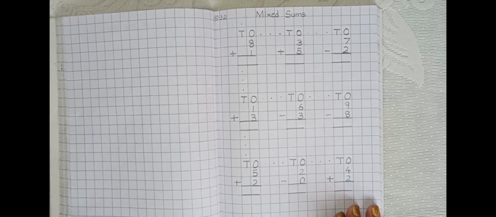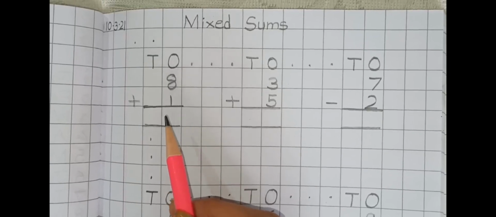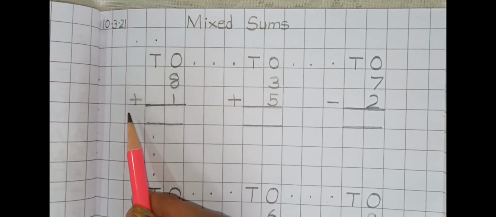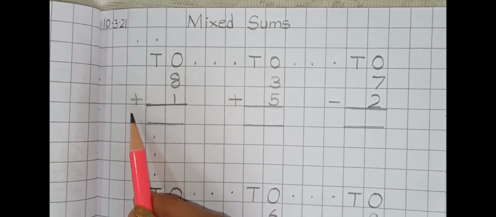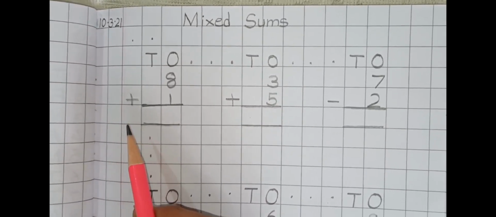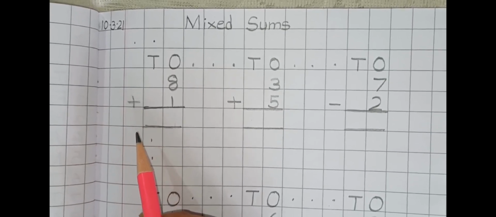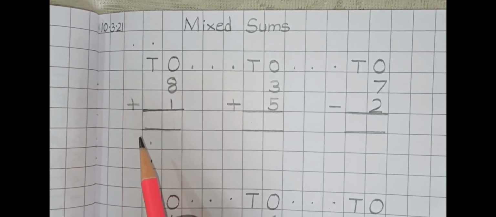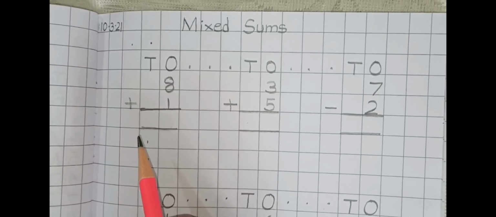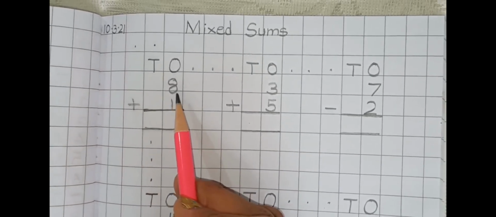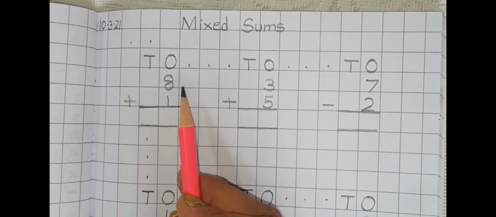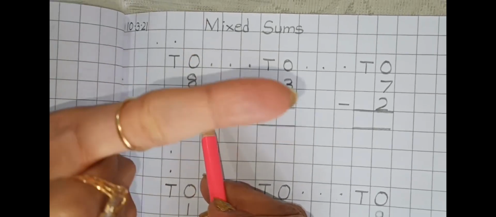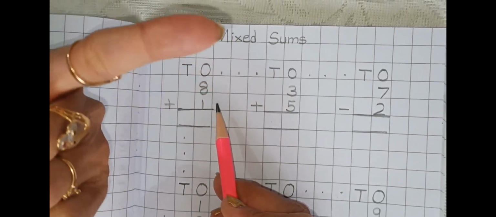Let's solve them. Let's solve the first sum. First we have to see the sign. Here we can see the sign of addition. In addition sums, we always keep the bigger number in our head and smaller number in our fingers. So here the bigger number is 8. So we keep 8 in our head and the smaller number is 1. So we'll keep 1 in our finger.